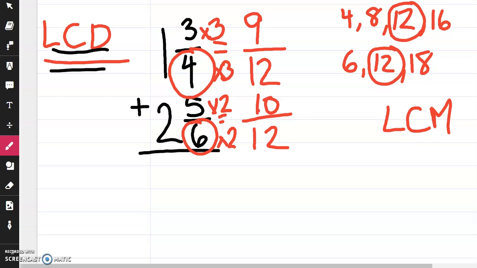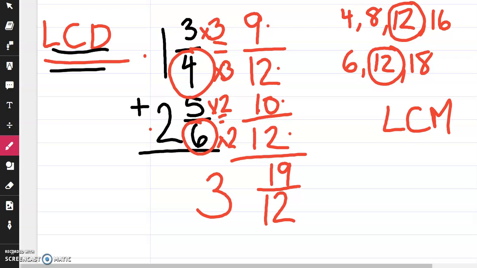Now, I can add together my fractions because I have 12, 12. My denominator is 12. 9 plus 10 is 19. Then I can also add together my whole numbers. Don't forget your whole numbers when you're adding mixed numbers. So now I have 3 and 19 twelfths, but I'm not finished because when I do any kind of math problem that has a fraction in the answer, I need to ask myself, is my fraction proper or improper? And in this problem, my fraction is improper because my numerator is larger than my denominator.